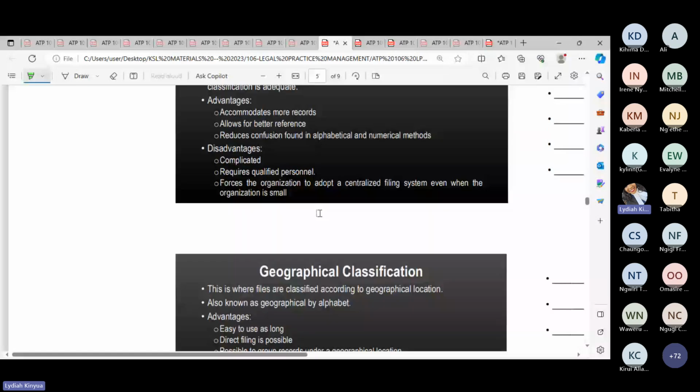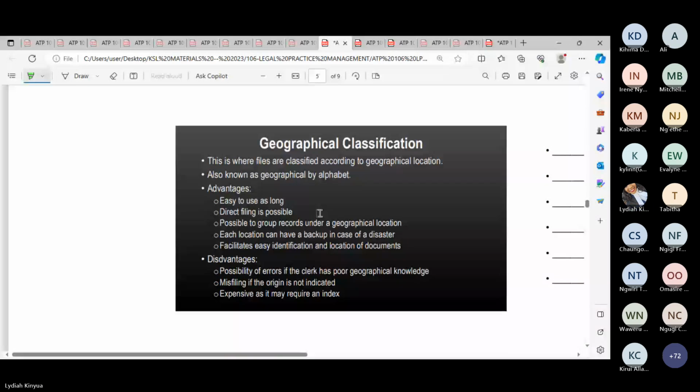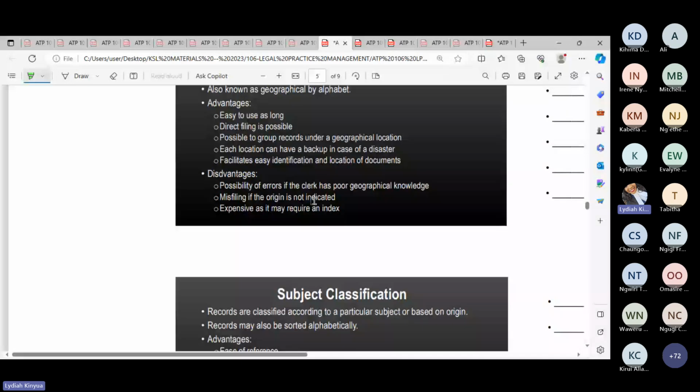Geographical is where you file according to the geographical location of the files. So you could say all our Mombasa files, we are going to classify them like this. All our Malindi files like this. All our Isiolo files. So geographical classification is where exactly the file is from, or its geographical location.